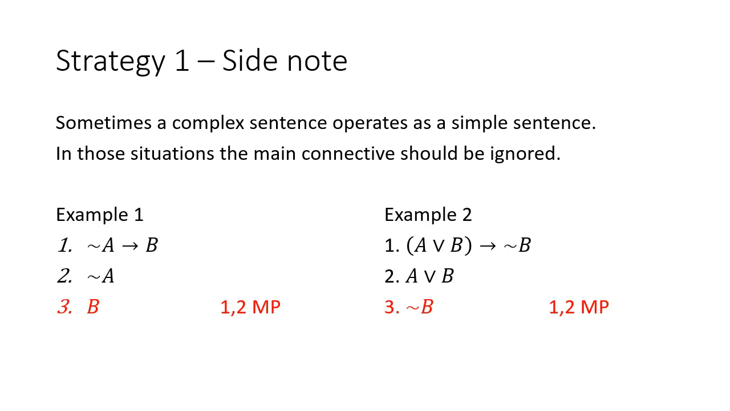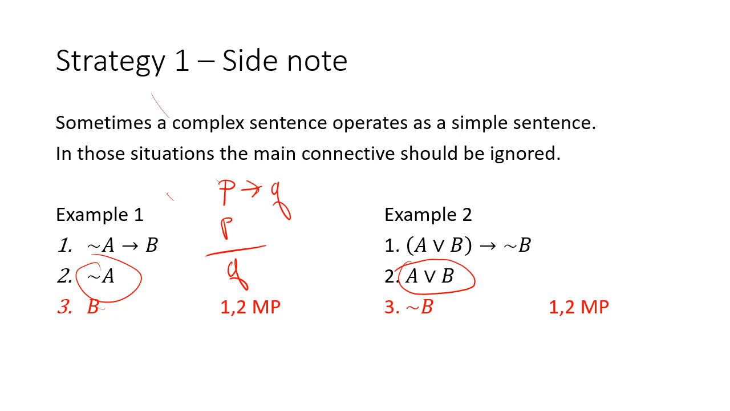And I just want to give a couple examples of this. In terms of patterns, we're talking about modus ponens, and if you'll recall, the modus ponens pattern is P arrow Q, P, therefore Q. In both of these examples, the P of this pattern is a complex sentence. So here in example 1, not A is playing the role of P. Here in example 2, A or B is playing the role of P.